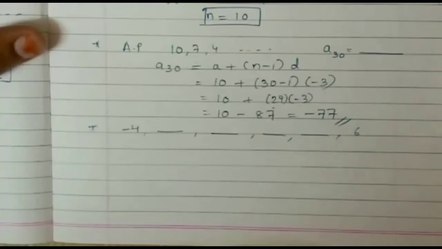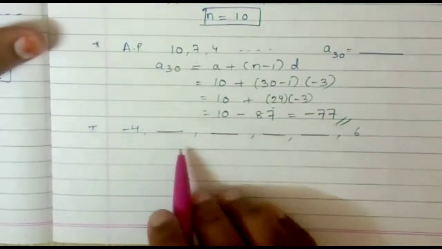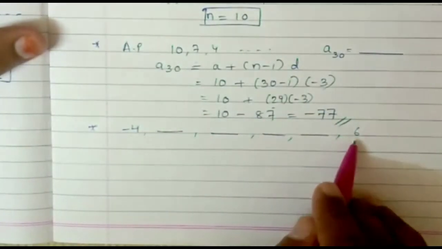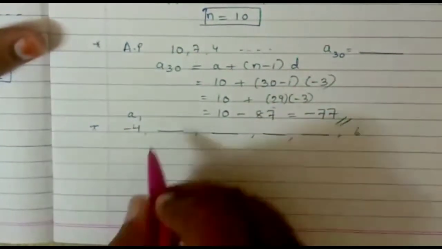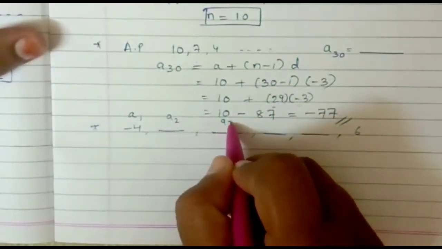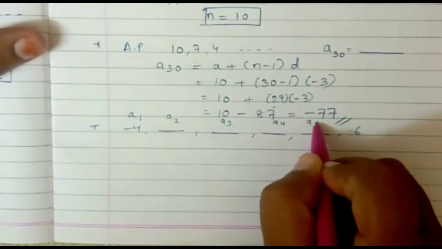So how to find out this kind of sum? So let us see. Now I have written one sum: minus 4, you have 4 blanks over here, then 6 is given to you. So this minus 4 is your first term. The second term A2, A3, A4 and A5 are not given to you.